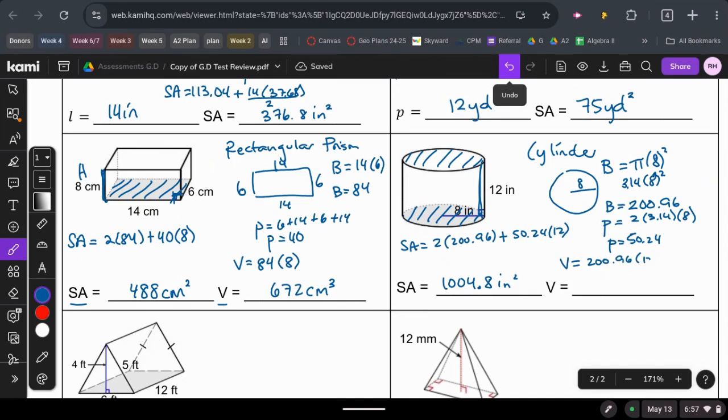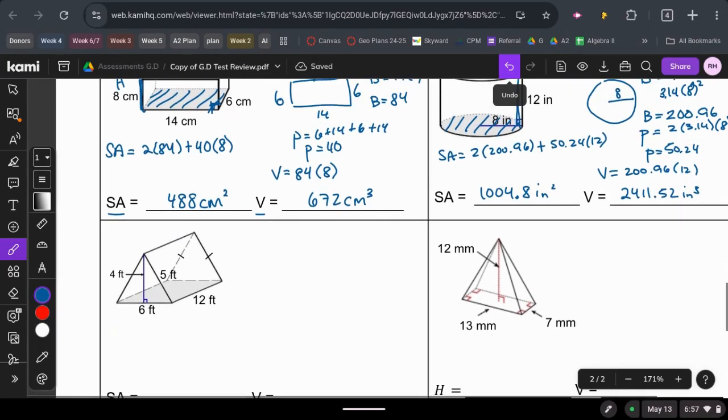Volume is area of the base times height, 200.96 times the height, which is 12. And so the volume would be 2,411.52 inches cubed.